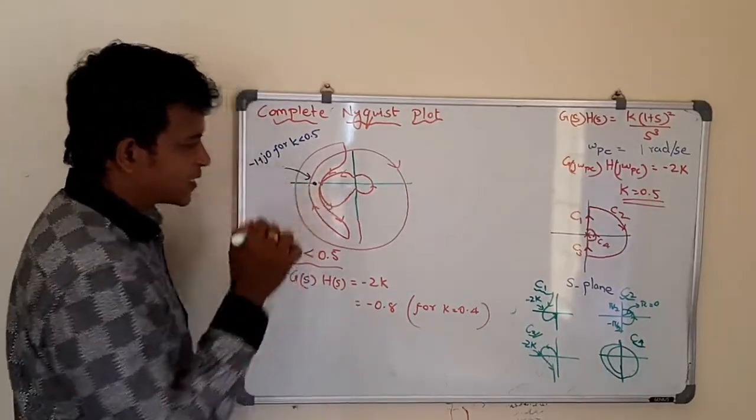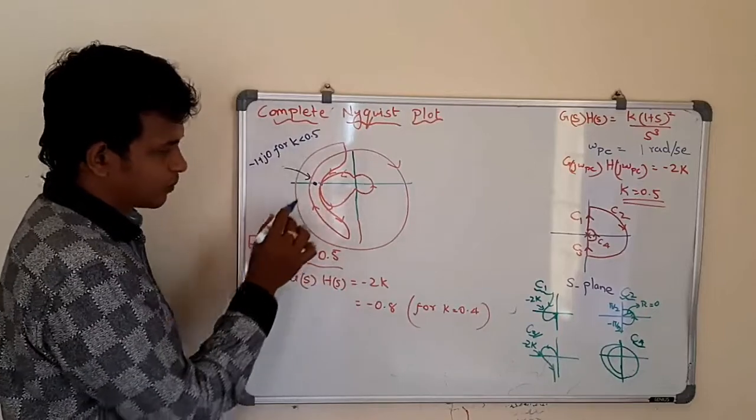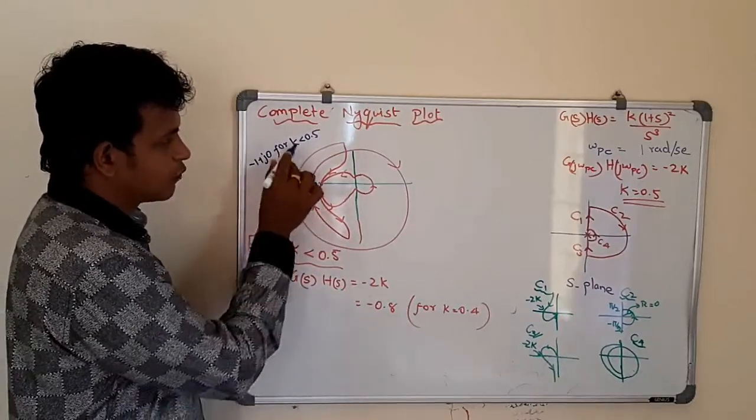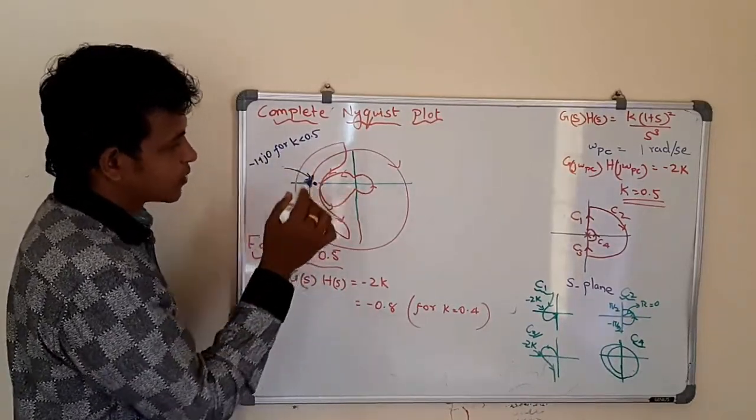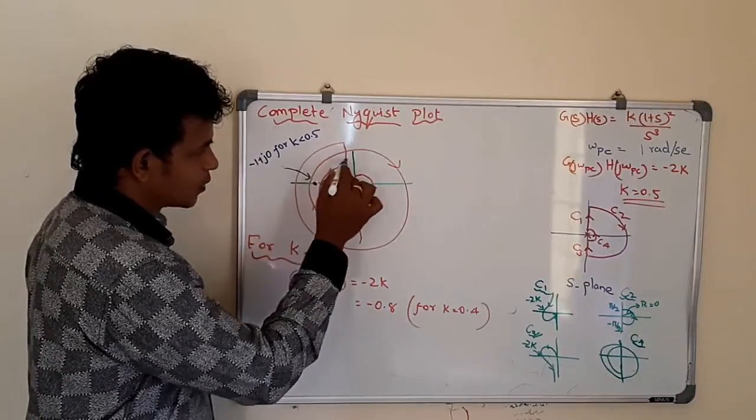Now minus 1 plus j0 is here. We have to determine the number of encirclements around this minus 1 plus j0, for k less than 0.5. So how many encirclements are here for minus 1 plus j0? We have one encirclement, so this one.